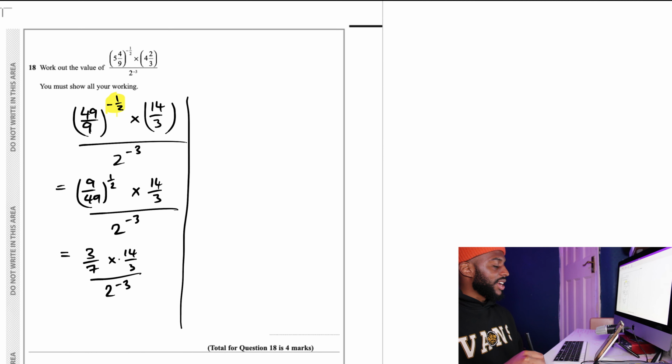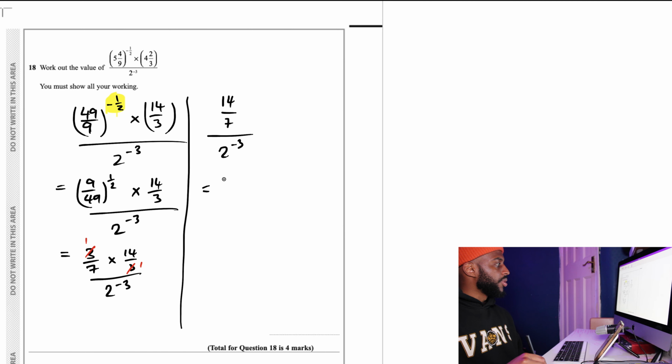Let's multiply these out. Actually, we can cancel these down. So make that 1 and 1 there. So 1 times 14 is going to give us 14, and 7 times 1 just gives us 7 there. Still over 2 to the minus 3.